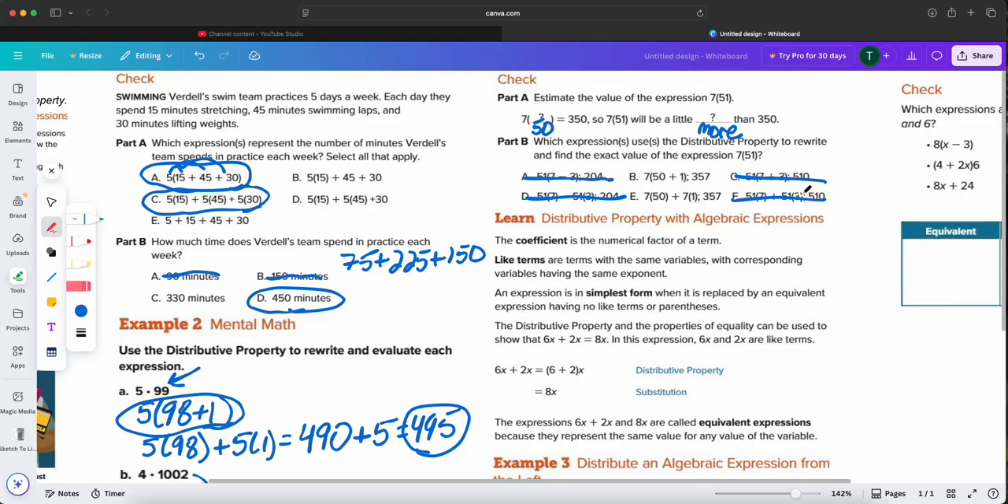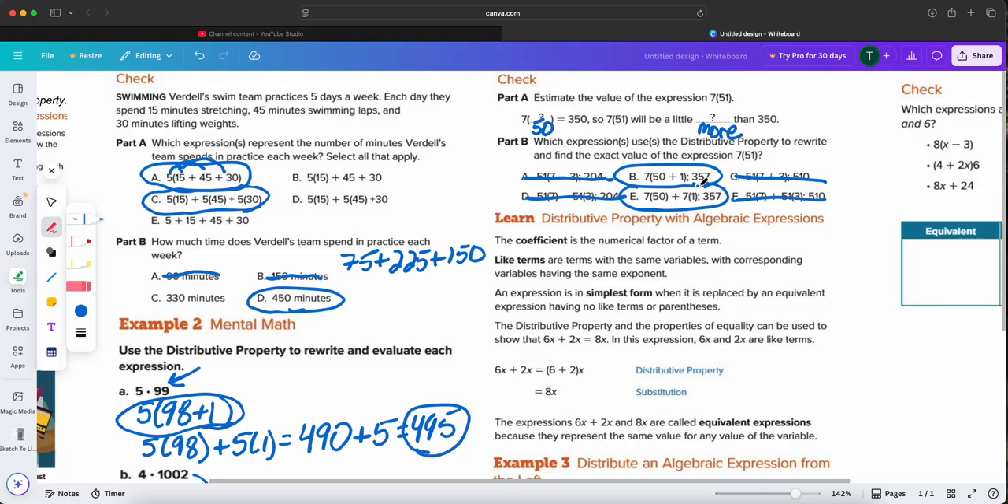So they have the 7, so they kept the 7, and then they have 50 plus 1 in parentheses. Well, if I take 50 plus 1, that is 51. So B does work. So then if I look at E, they took 7 times 50, and then 7 times 1. So they distributed that 7, which we've been talking about, is equivalent. So both of these options end up working to represent the same value.